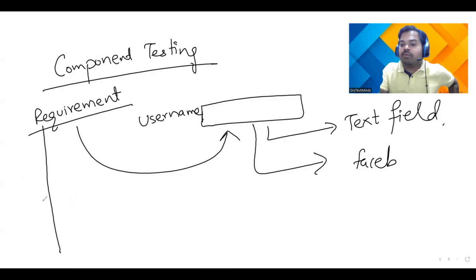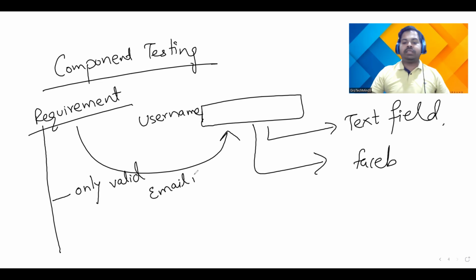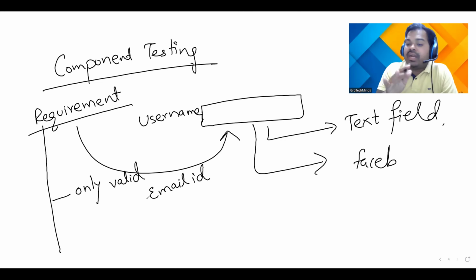So I'm telling you the requirement, guys. For the next 2 minutes, assume that I'm the product manager and I'm explaining the requirement to the testers. Listen to me carefully. The requirement is that this particular username text field will accept only a valid email ID, nothing else, right? I'm saying the requirement is only a valid email ID.